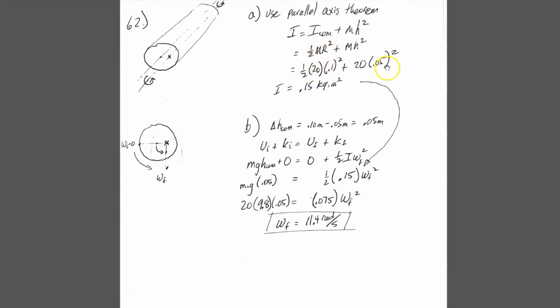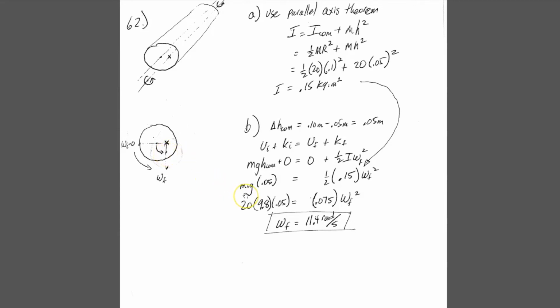So I can plug in all the numbers and see that my moment of inertia has a value of 0.15 kilogram meters squared when rotating through that axis. If the cylinder is released with its center of mass at the same height as the axis of rotation, this center of mass will swing down to this point. When it reaches that lowest spot, how fast will it be rotating?